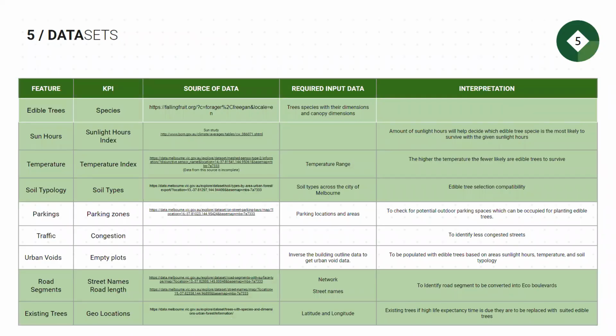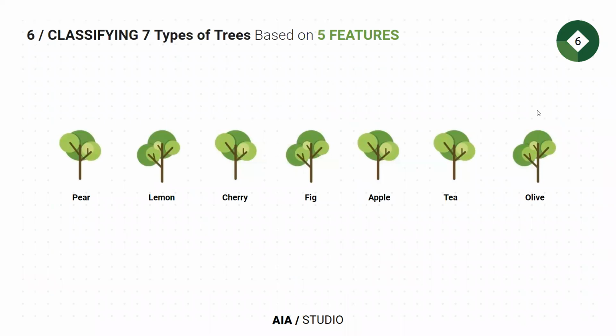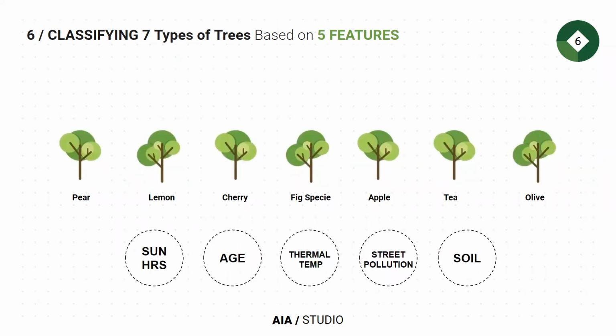Those are our datasets that we will be using: edible trees, sun hours, temperature, soil typology, road segments, and existing trees. For our classification model, we have 7 types of species: pear, lemon, cherry, fig, apple, tea, and olives. With these 7 species, we will classify them based on sun hours, age, thermal temperature, street pollution, and soil typology.